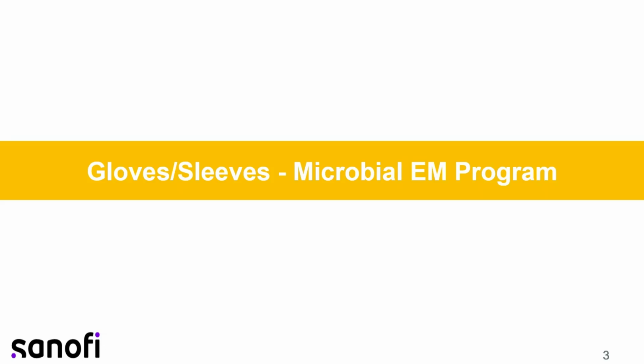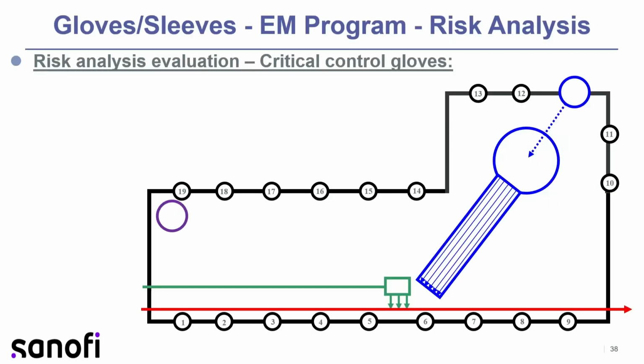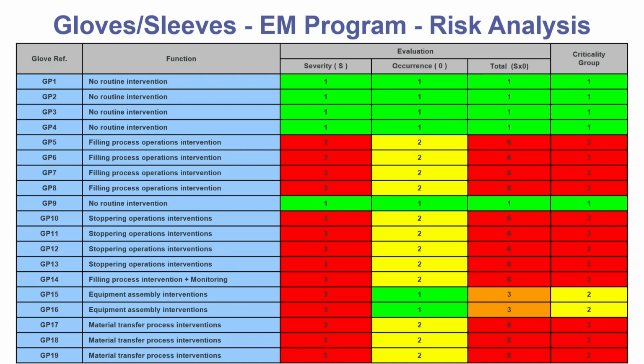Now we'll evaluate also the elements relevant to the gloves and sleeves with the microbial environmental monitoring program. For example, with an isolator here, we will evaluate the risk analysis evaluation for critical control gloves. Here we have an isolator with 19 gloves, evaluate which ones are critical and how to manage the monitoring program. Here you will evaluate for each glove the function of each one and the evaluation with the severity and occurrence, and you have a total score, and you define after at the end the criticality group.